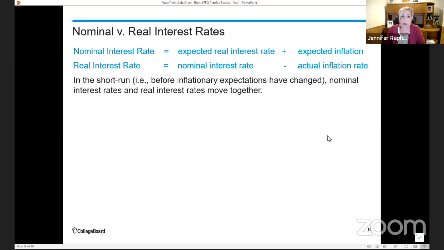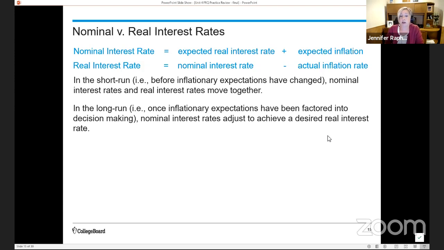In the short run, before inflationary expectations have changed, nominal interest rates and real interest rates move together. So an increase in the money supply, which drives down nominal interest rates, will in the short run drive down real interest rates because there's no change in inflationary expectations. However, in the long run, once inflationary expectations have been factored into decision making, nominal interest rates adjust to achieve a desired real interest rate. We will see how this is assessed in the AP macro FRQs when we start reviewing them.